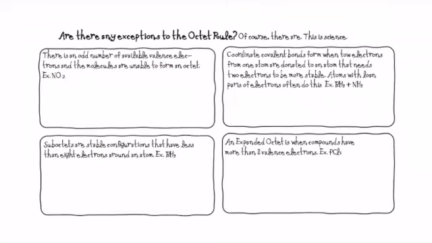Are there any exceptions to the octet rule? Of course there are. So the first exception is if there are an odd number of available valence electrons and the molecules are unable to form an octet. So one example would be nitrogen dioxide. The Lewis structure for this, so there is an octet or 8 electrons around the first oxygen. There are 8 electrons around the second one, and nitrogen only has 7 because that's all that are available.